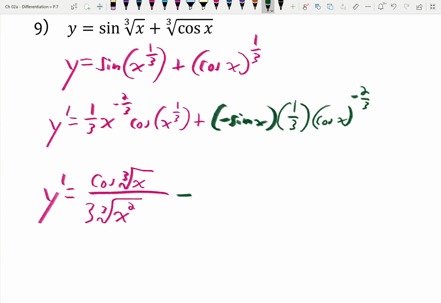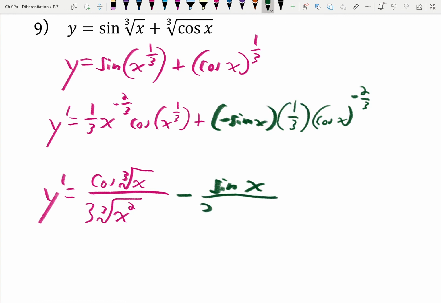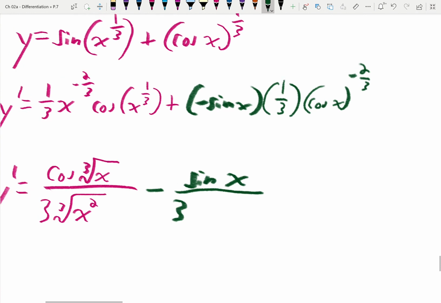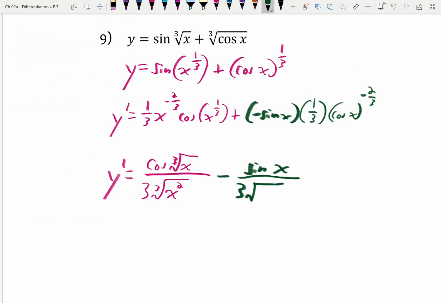Then I have a 3, nope, 3's in the denominator. Just have a sine of x over, I have a 3, and then this is going to be tricky. Cosine raised to the 2/3. One way I can write that is the cubed root of, let's put a 3 in there, cubed root of cosine squared x.